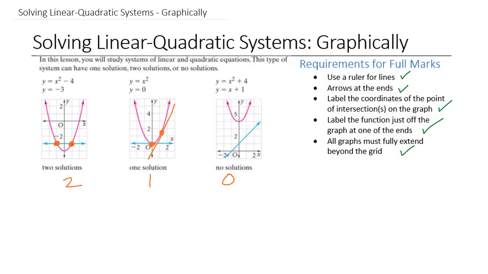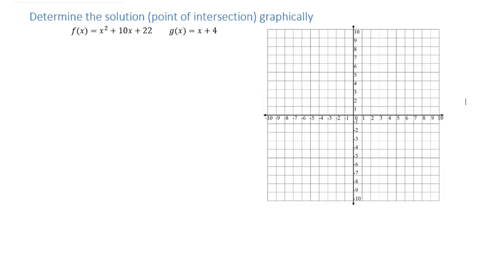So I'm going to do two quick examples for you. Okay, so here we go with our first one. We got f of x and g of x. F of x is our quadratic equation. G of x is our linear equation. And again, the goal is to do it graphically. Yes, algebraically is faster, it's more efficient, it gives us better numbers, but that's not what you're being evaluated on here. You're being evaluated on your ability to draw a half-decent graph.